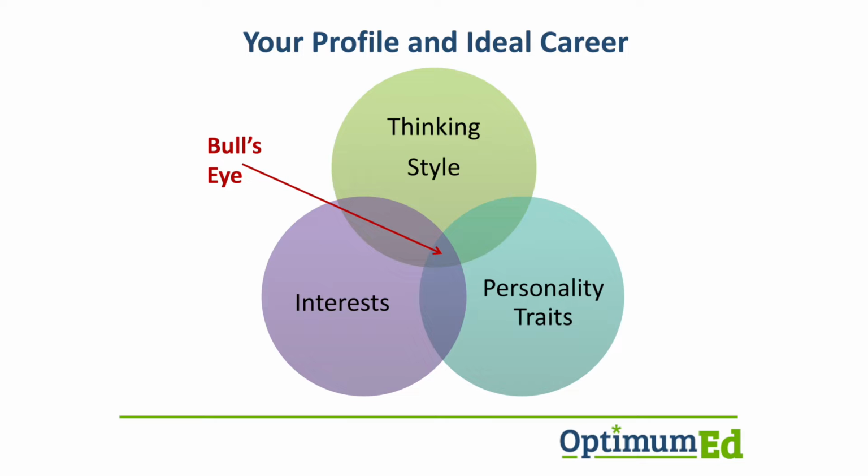So the thinking style is how you process information. It's going to give you information on 5 different areas. It's going to show you an overall thinking style, and then it's going to show you how you process information verbally and numerically. And then we're going to be going into 9 specific personality traits that tell you pretty much what you would want to be doing, and then going into interest areas as well.